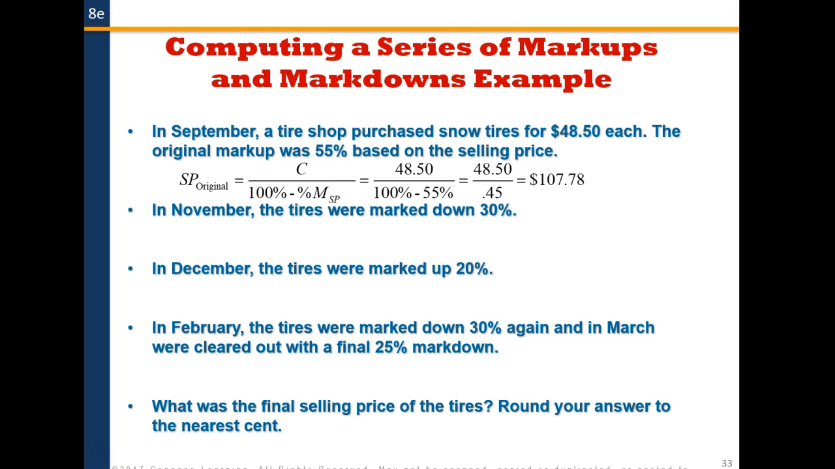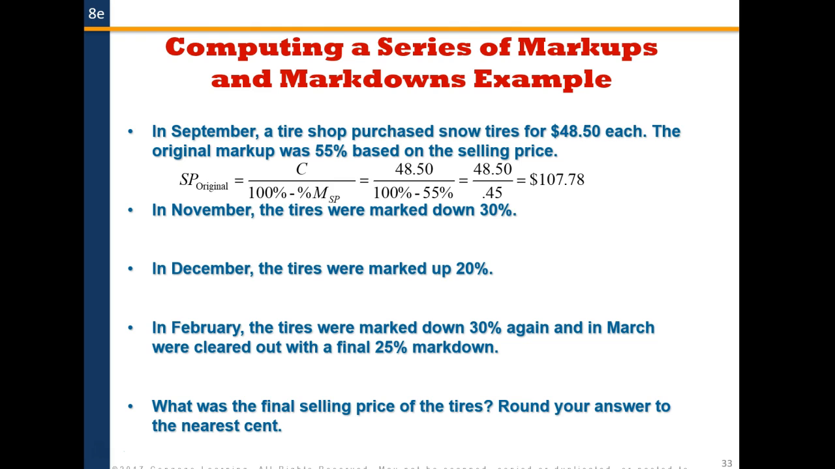So they purchased the snow tires, so their cost was $48.50. The original markup was 55% based on the selling price. So we need to figure out what the selling price is so that we know where we're starting. We do that by doing the cost divided by 100% minus our percent markup. We do $48.50 divided by 0.45, and our original selling price was $107.78.